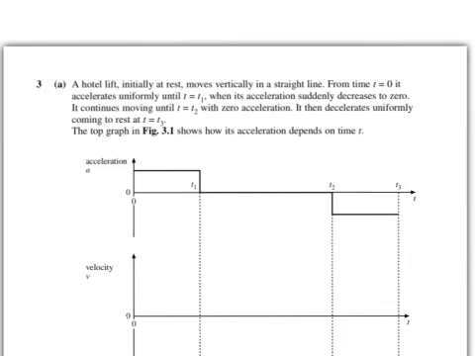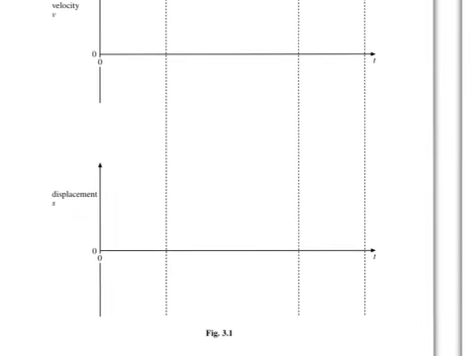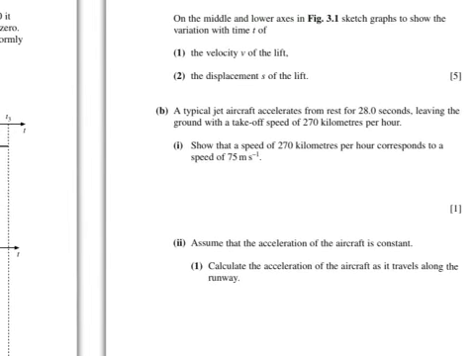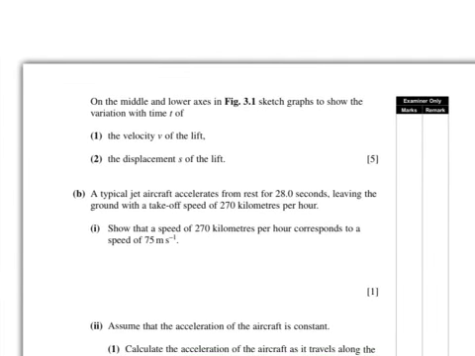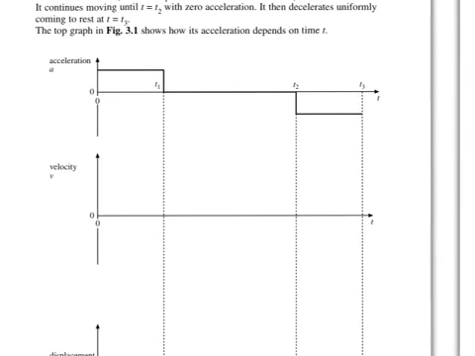Now, as I scroll down, we see some axes and they are blank, and you may think that we're going to be asked to draw some graphs, and you're thinking correctly. And here we go. It asks, on the middle and lower axes, sketch graphs to show the variation with time of the velocity v of the lift, and then the displacement s of the lift. I already mentioned a wee bit about its velocity in just describing what was happening there. So let's start then with the velocity.